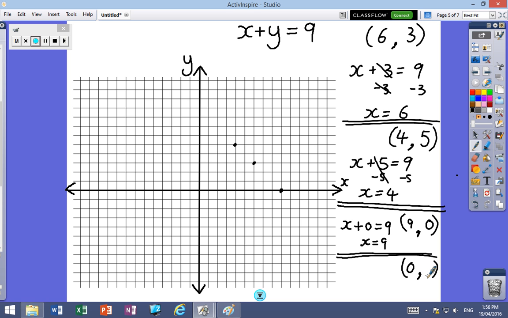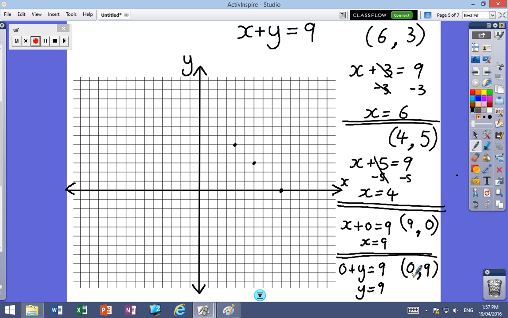And this time if we make x 0, we write it out again, but I'll replace the x with the 0 this time. So 0 plus y equals 9. Again, we can see that this just drops off. We don't have to do any calculation. y equals 9. This time we have the point (0, 9).